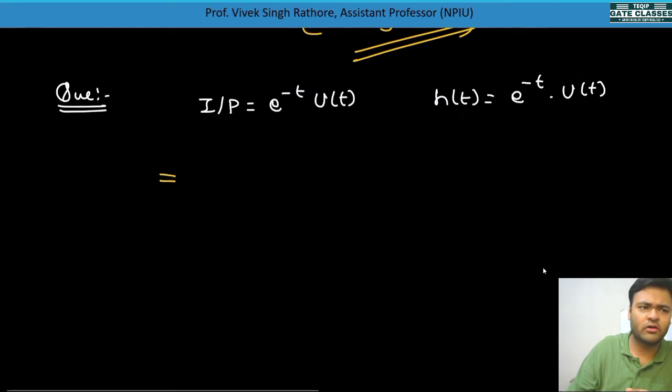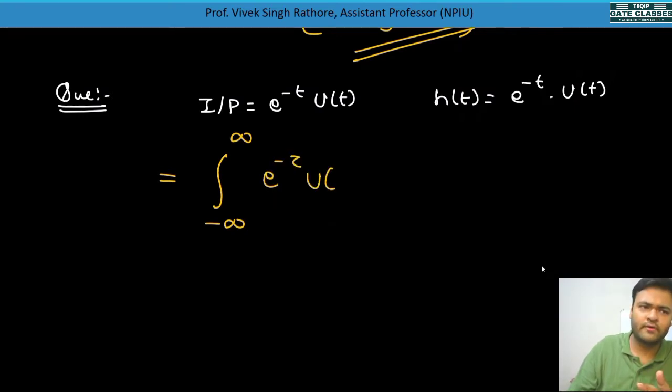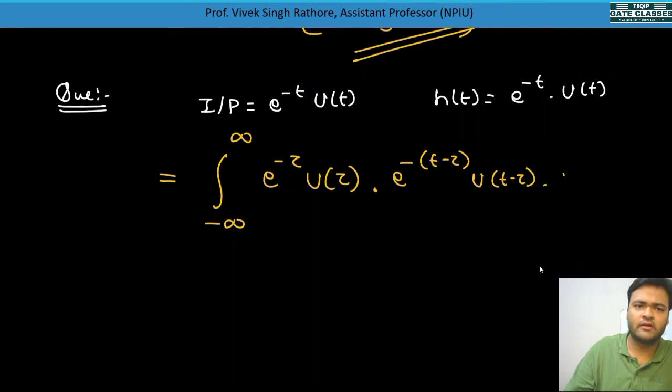You just need to do the integral from minus infinity to infinity. Input is there, you just change the domain: e to the power minus tau u of tau. Next, whatever h(t) is, you need to change the domain to t minus tau: first tau, then reverse, and then shift. So e to the power minus (t minus tau), and u of (t minus tau), and d tau. Simple, nothing more. Now we solve again. e to the power minus tau is there, and e to the power plus tau will be there. It will automatically cancel, so no problem.